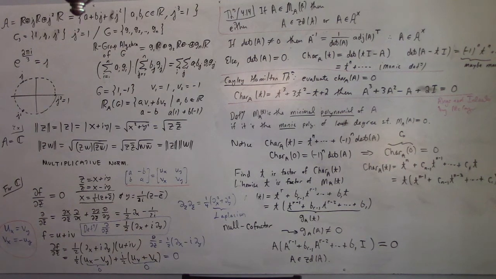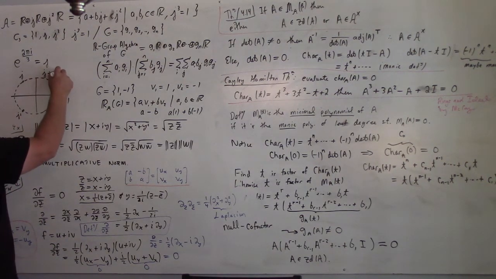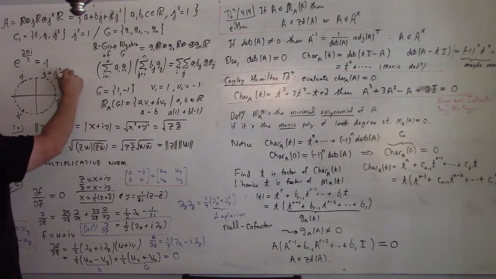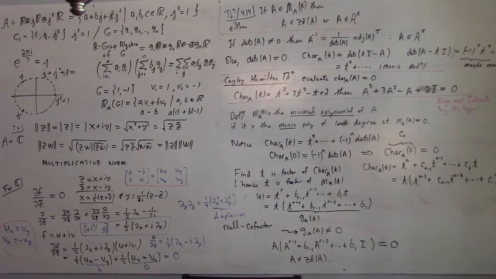So if that was how the group was presented for you, and you were to form the group algebra, you are forbidden from making use of the relation that j plus j squared plus 1 is equal to what? E to the 2 pi i? No, that's 1, I'm sorry.